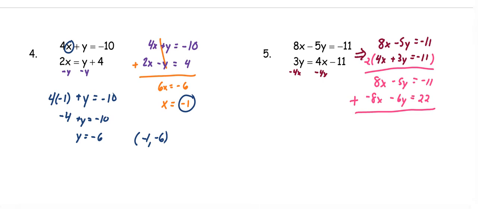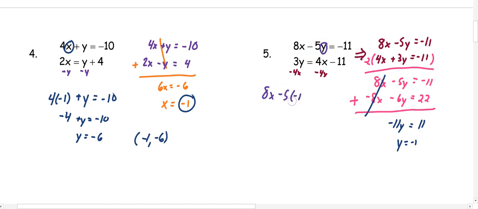So when I add straight down, my x's cancel out, and I get negative 11y equals 11. When we divide by negative 11, y is negative 1. Once we know that y is negative 1, we can go back and substitute into either equation. So I'm going to pick the first one again. 8x minus 5 times negative 1 equals negative 11. 8x plus 5, because negative 1 times negative 5 is positive 5, equals negative 11. We can subtract 5 from both sides. 8x equals negative 16. So when we divide, x is negative 2. So we get negative 2 comma negative 1.